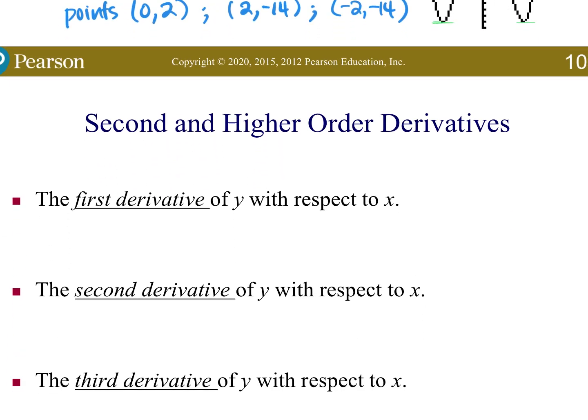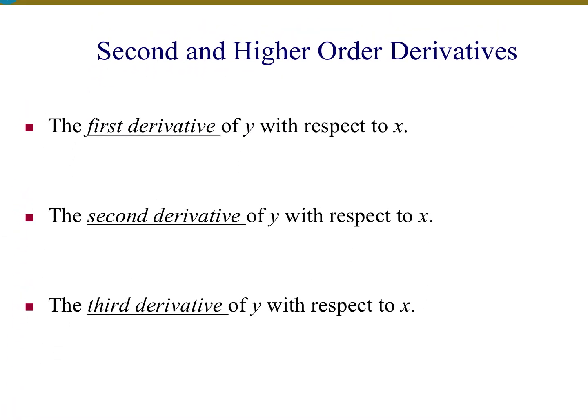All right, to finish this up, we're going to talk about how derivatives can be repeated over and over again. All right, the first derivative of y. We've already shown how Newton and Leibniz both wrote that. Okay, Newton wrote f prime. That was his symbol for the first derivative. Leibniz wrote dy dx. Okay, that is the first derivative of y with respect to x.